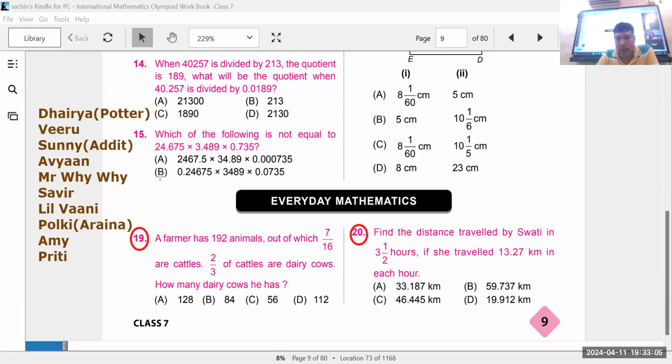Polki, Lilwani, Savera. Mr. Viva is in my music class. Mr. Viva, does he have music class today? Yes, sir. He came to the class. Okay then, I will send him the recording. Ma'am, Mr. Viva, Sunny and Amy will be absent today.